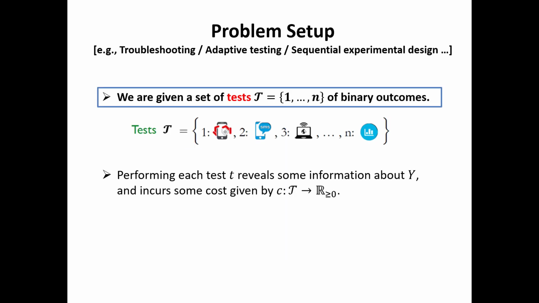Here, I start formulating the problem in more detail. In this setting, we are given a set of n tests with binary outcomes. For example, in the interactive troubleshooting, the tests can be, for example, about SMS delivery, connection to internet, and so on. Whenever we perform a test, it reveals some information about some hidden state or decision region shown by Y. I will explain later what it means. And it has some non-negative costs.